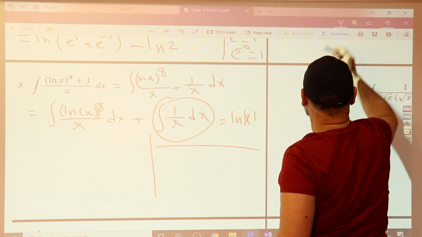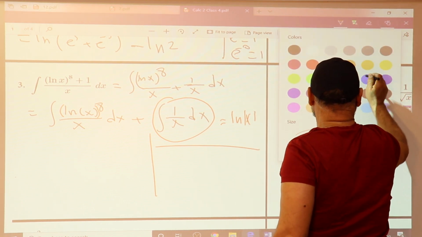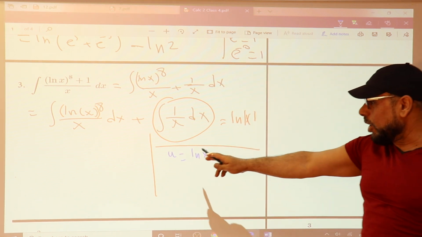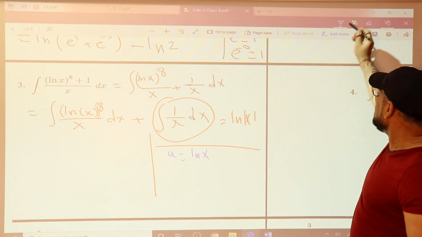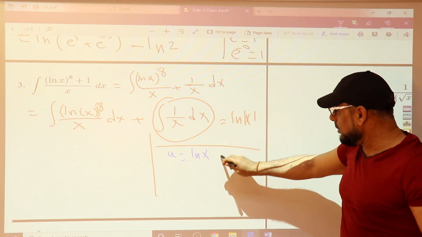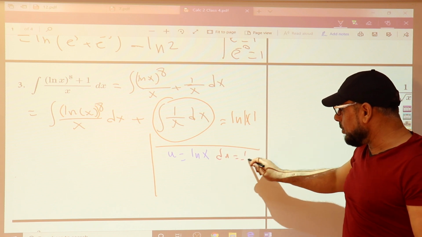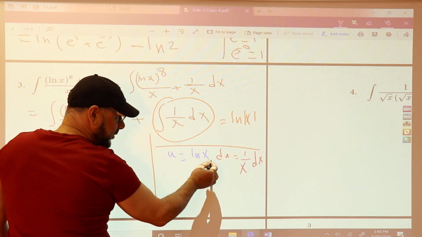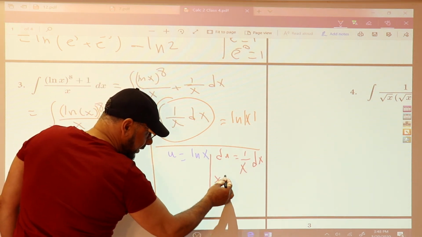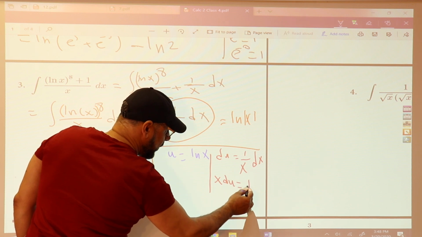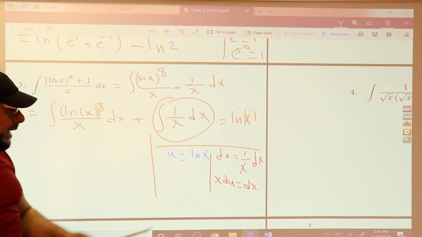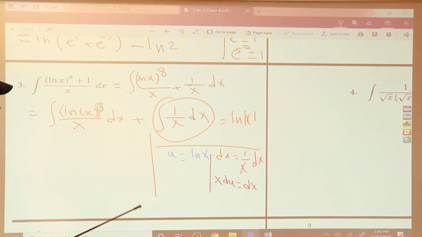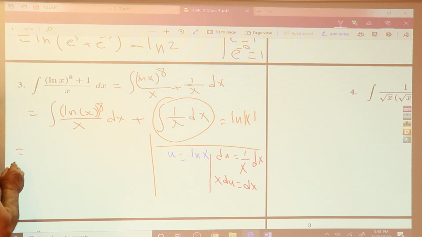Okay, and use a different color for u. u equals ln x. Again, what is du? The derivative of ln x is 1 over x dx. Good job. Now solve for dx. x du equals dx. Then dx equals x du. Okay, then let us go back here.